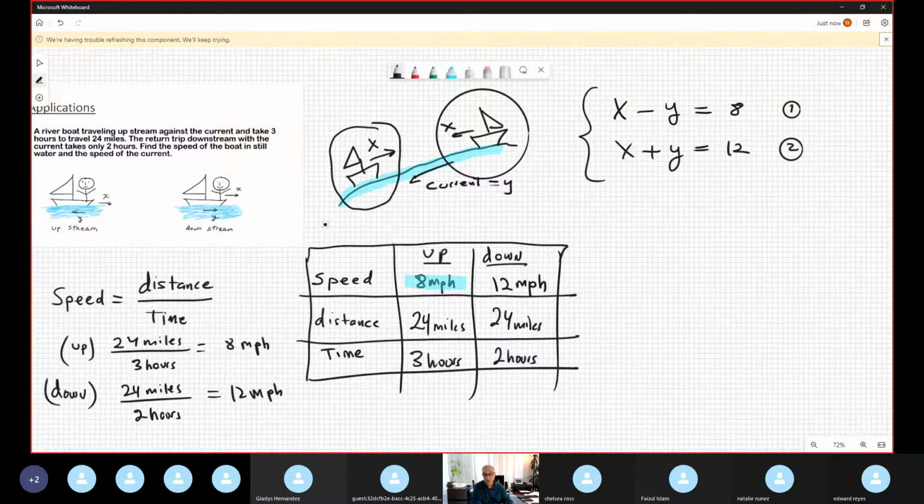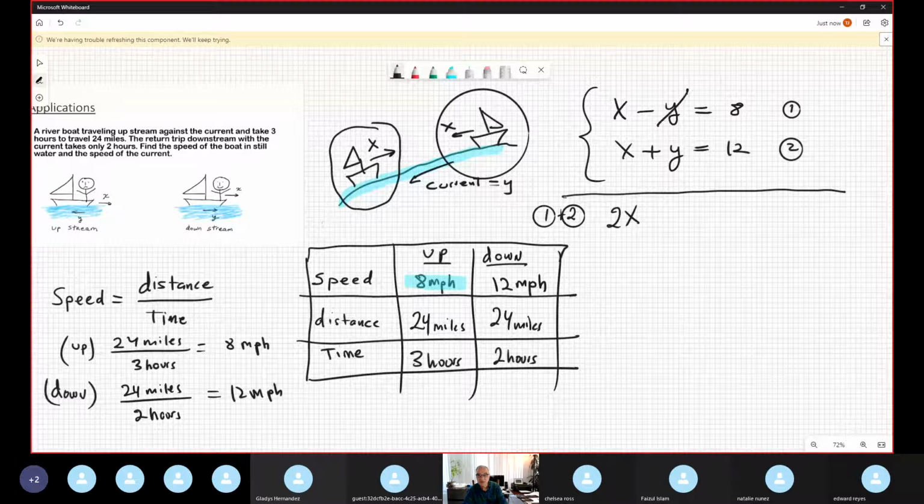Okay. But you see clearly that in one equation we have negative y and in the other equation we have positive y. Yes or no? It's ready for elimination without doing anything. Oh yes, says Jenny. If you add equation 1 plus equation 2 by column, x plus x is 2x, and the y is eliminated, and this is 20, 12 plus 8, divided by 2, x is 10.